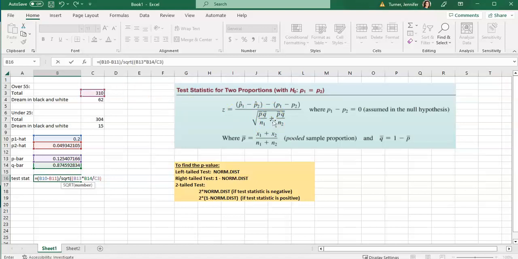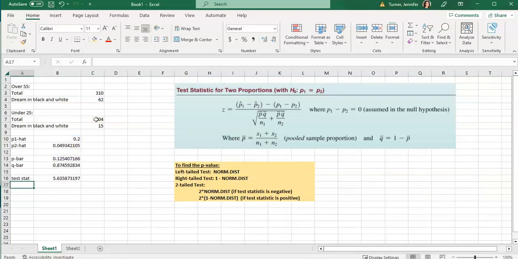Now we're going to add plus this second fraction. So we open parentheses, and again it's going to be P bar times Q bar divided by N2, which is the total from the second group. Close the parentheses on that fraction. Now close the parentheses to close off the square root that we started in the first place, and that's it. We can hit enter. So this right here is going to be our test statistic, 5.635, etc., etc.